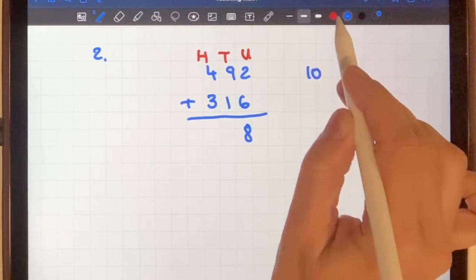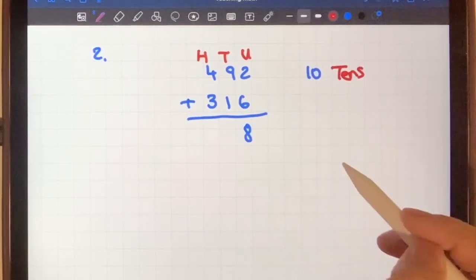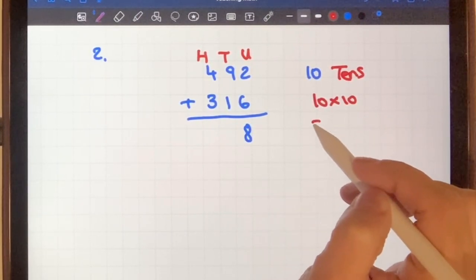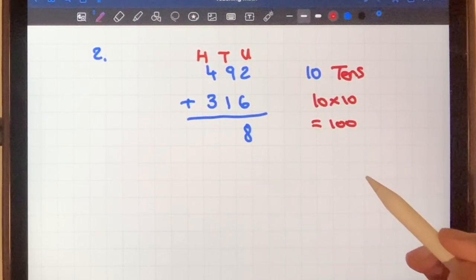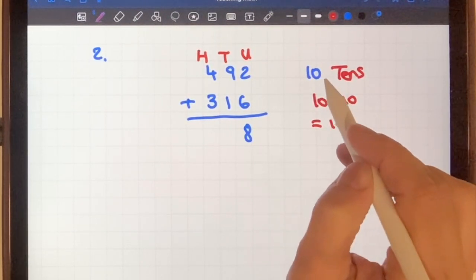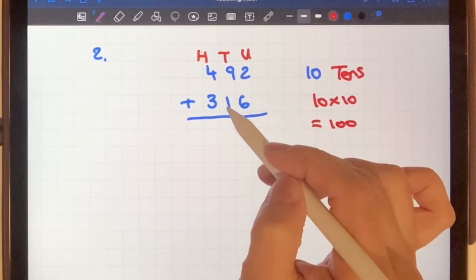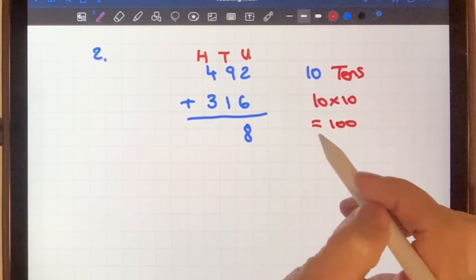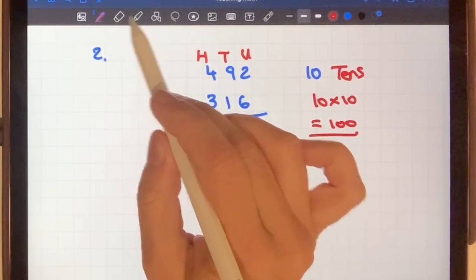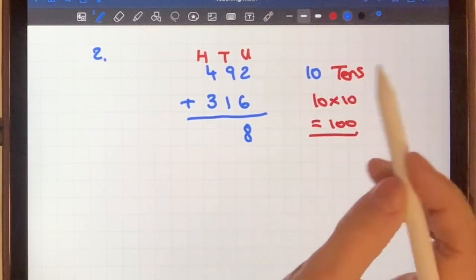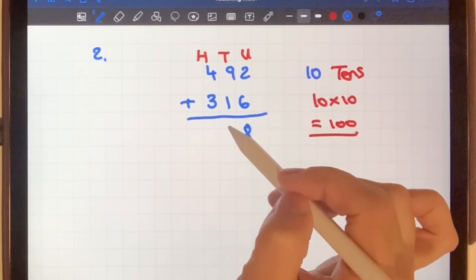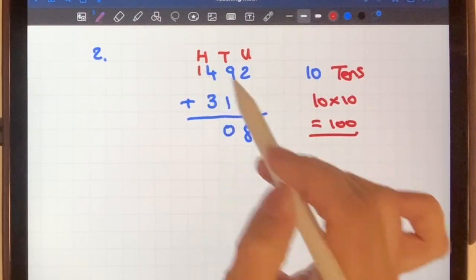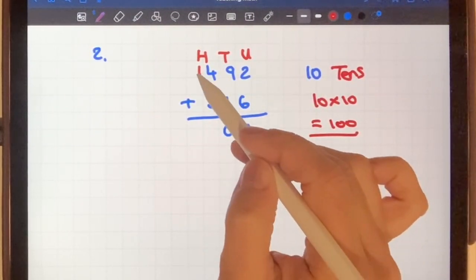This means I've got 10 tens, which means 10 times 10, which is 100. That's what that actually means. When you have 9 plus 1, you have 10 in your tens column. It actually means you've got 10 tens, which is 100. So, the way we do it is, we say 9 plus 1 is 10, so we put the 0 and we carry 1. Okay, that 1 is the 100.